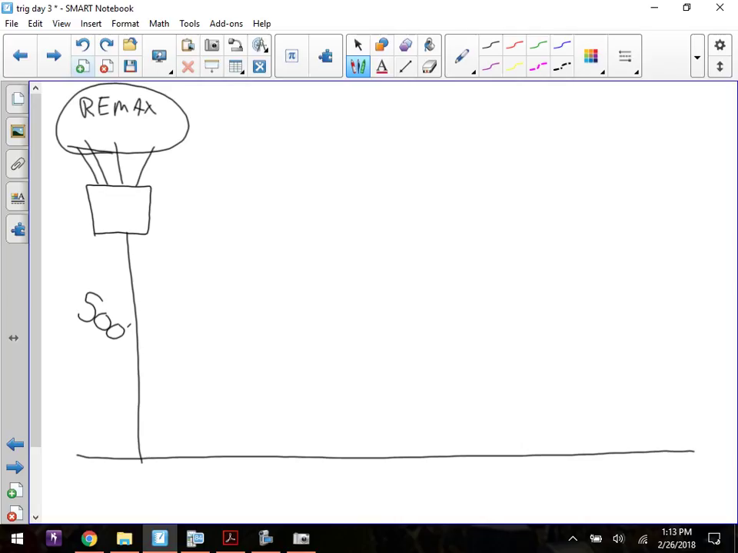So let's say there were two cars. Oh, here's one truck, because I can draw a truck. Those are easy. There's another truck.